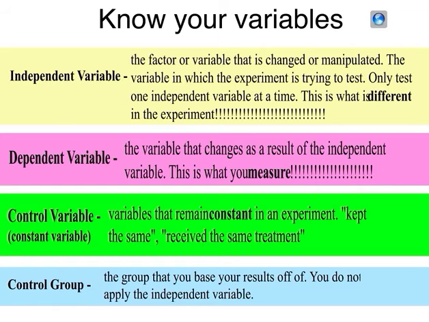And then your control group is the group you base your results off of. You do not apply the independent variable to the control group. So if we were testing fertilizer on the growth of grass, then the group that you would compare everything to would be a group that does not receive any fertilizer.